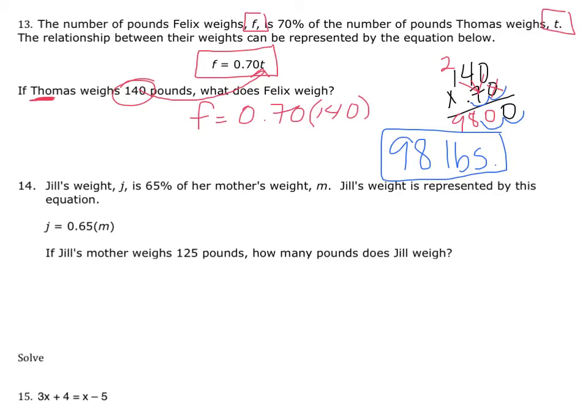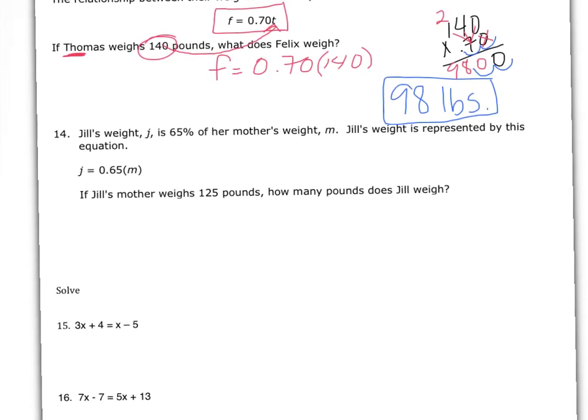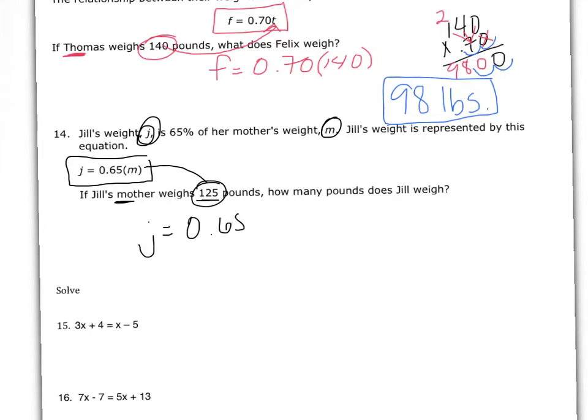The next one is very similar. Jill's weight is 65% of her mother's weight, M. So in this case, J is for Jill, M is for mom. Jill's weight, so this is the equation. If Jill's mother weighs 125, how much does Jill weigh? So instead of the M, we're going to replace it with the 125. So I rewrite it, J equals 0.65 times 125.